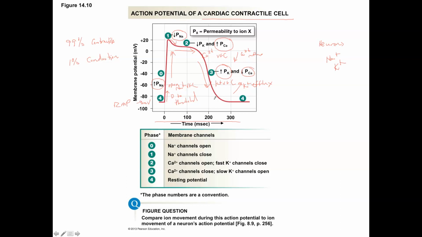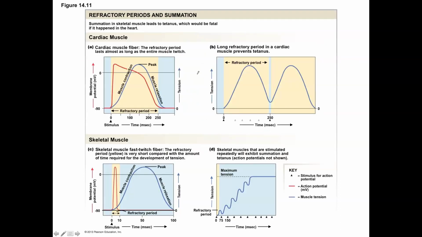contractile cells. So what does this all mean for the cardiac contractile cells? Because of that calcium influx that is maintaining that plateau, you're seeing this elongated action potential. So we have action potentials that are lasting for over 200 milliseconds. Now, this is important because it is extending the refractory period for these cardiac contractile cells.